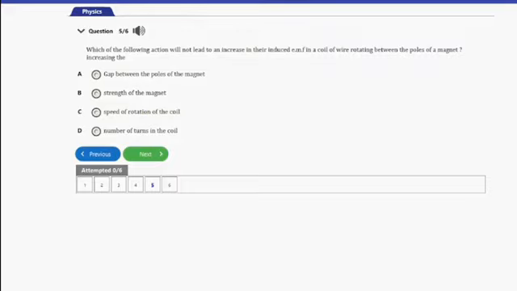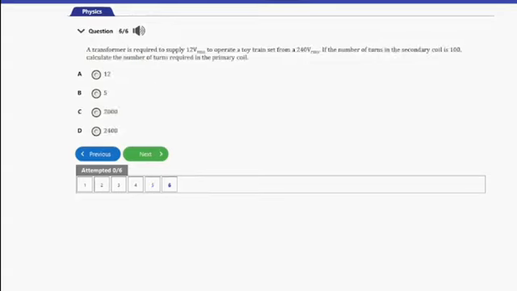So guys, the only option here that will not lead to an increase in the induced EMF in a coil of wire that is rotating between the poles of a magnet is option A, that's increasing the gap between the poles of the magnet. So that's it for this question, and option A is the answer. So let's go ahead and consider the next and last question, guys. So that's question number 6 here.